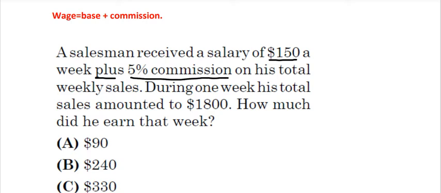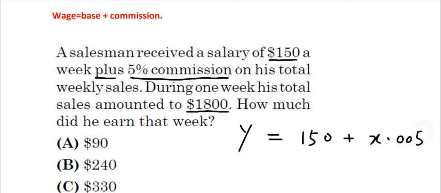So the question is, let's say we can put this as an equation: y equals the baseline 150, plus the commission. The commission is 5% of sales. So if sales is x, then it's just x multiplied by 5%, right?